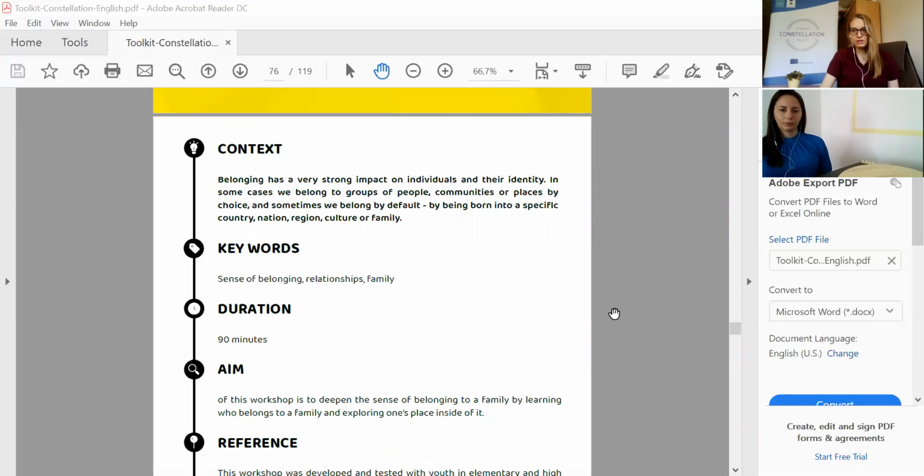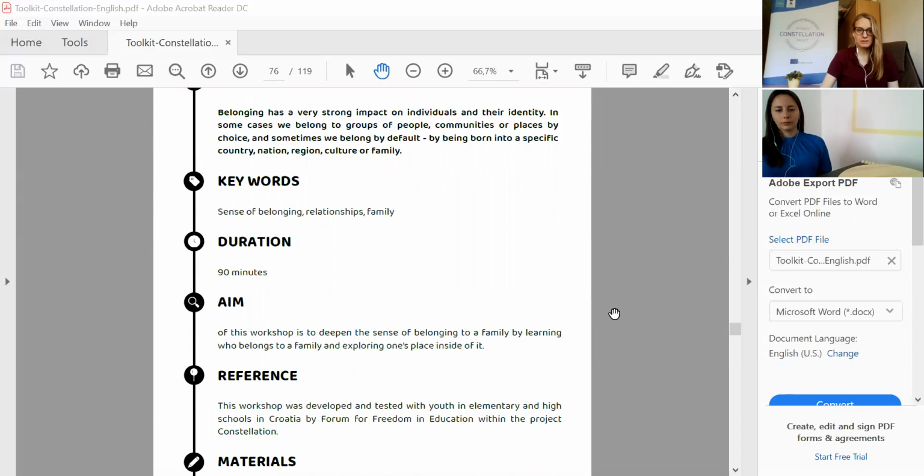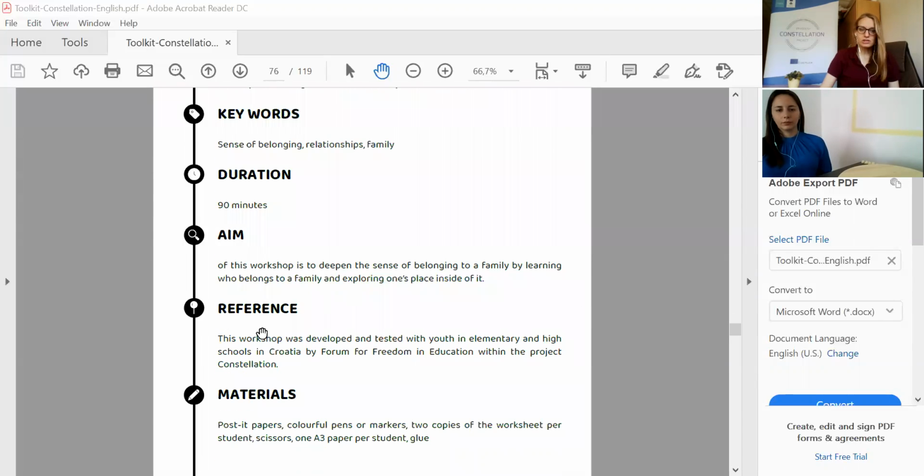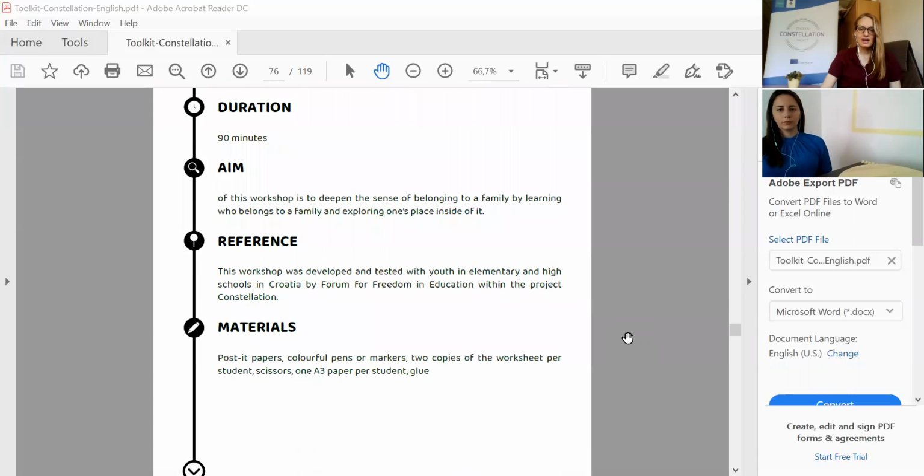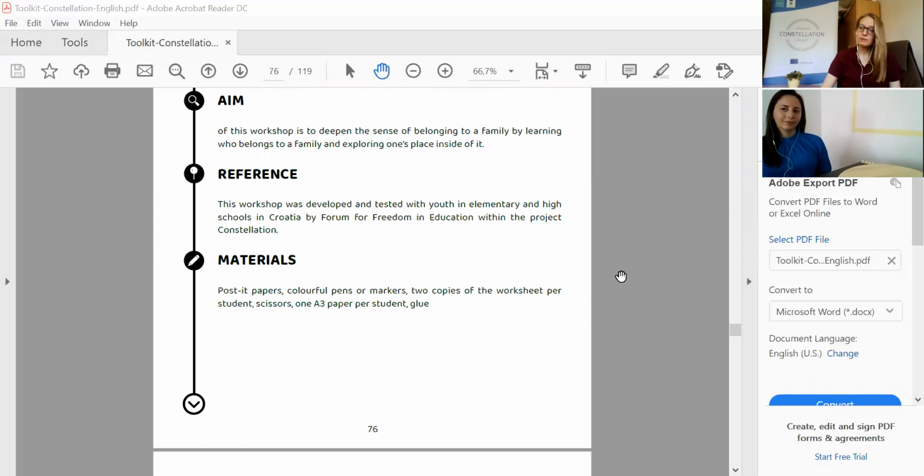You can see that the duration of the workshop is 90 minutes, but it's up to you. You can decide, is it shorter, is it longer? How do you divide this workshop? It's up to you and your possibilities. This workshop has been tested and tried out by Forum for Freedom and Education with youth, and it can be easily applied in other countries and also when working with adults.